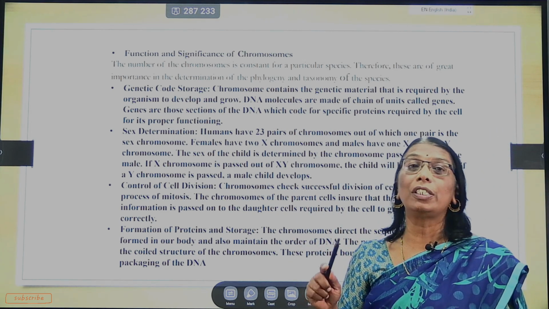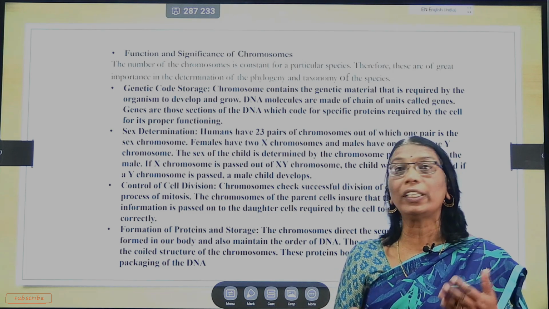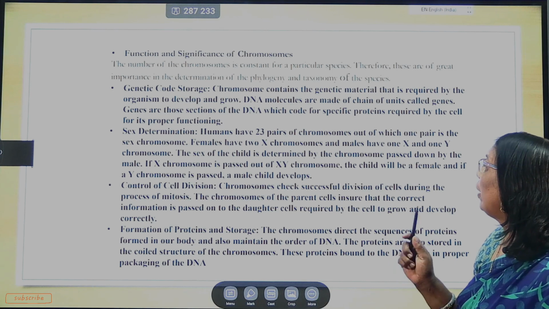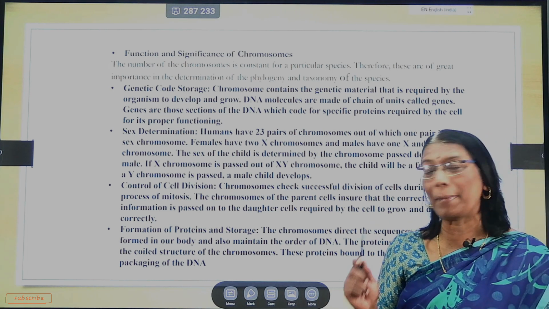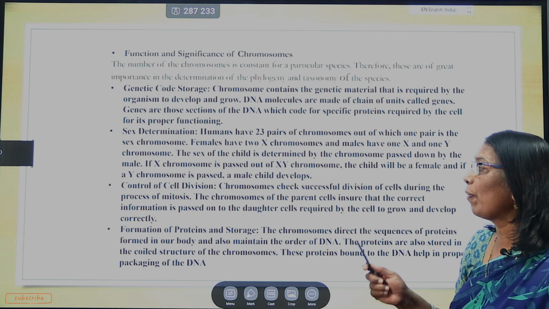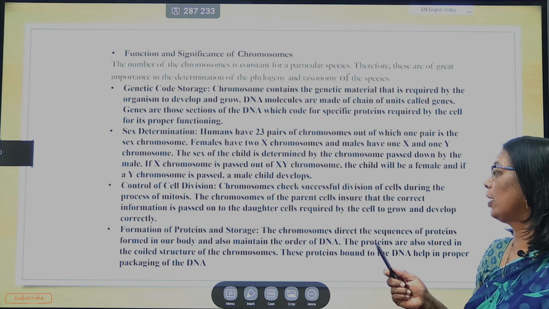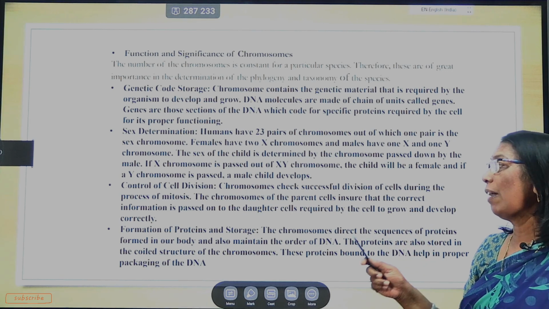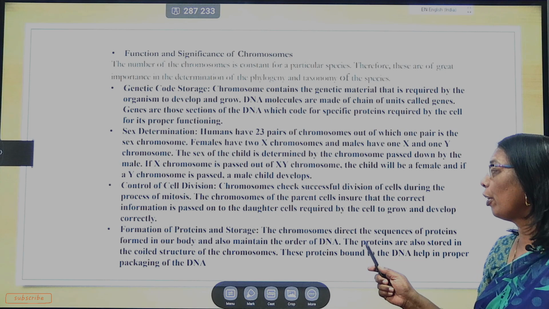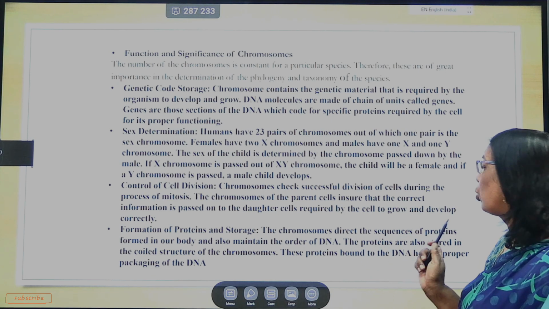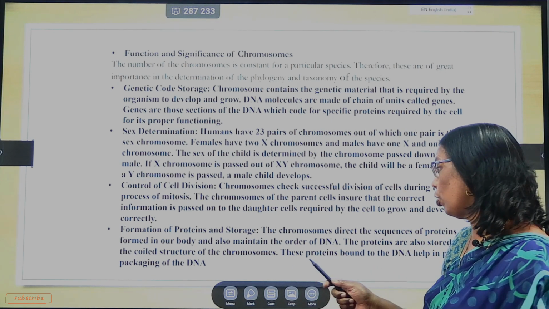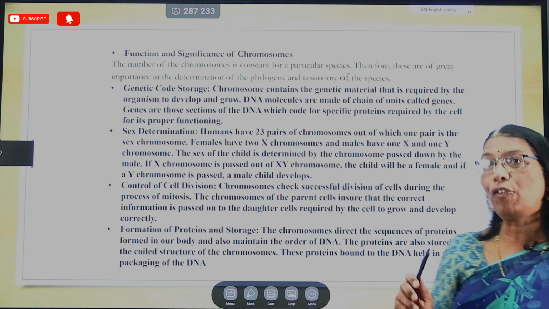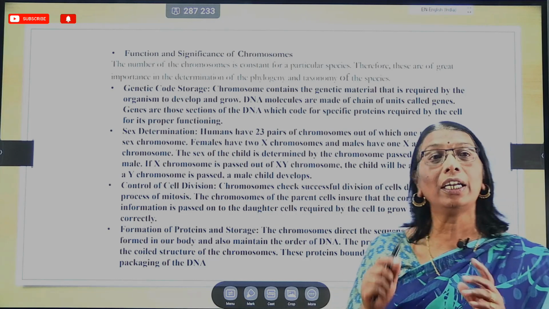These chromosomes also play an important role during cell division, and therefore they check the successful division of cells during the process of mitosis. And the last one is the formation and storage of proteins. These chromosomes direct the sequences of proteins formed in our body and also maintain the order of DNA. These proteins are stored in the coil structure of the chromosome and are bound to the DNA, and therefore it is helpful in the proper packaging of the DNA molecule.